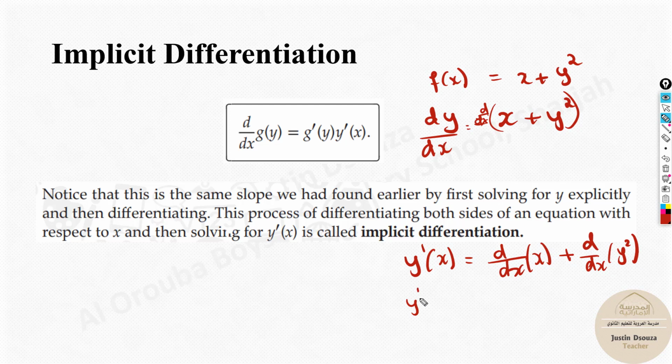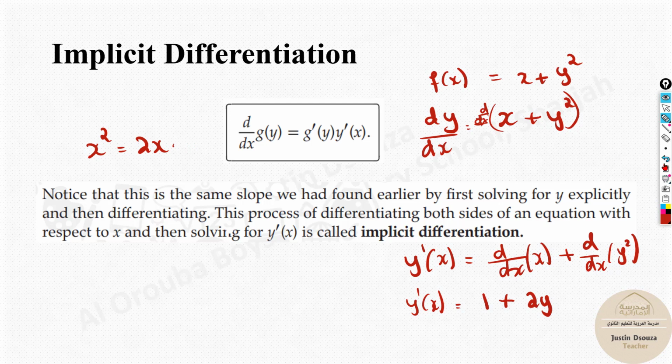So the left side is done, y dash of x. That is what we are solving for. This side is 1, but what about this? Use the power rule and the chain rule: what is the outer function? The outer function gives 2y. If it was x squared, it would be 2x, and that's it. Why? Because if we do the chain rule for the inner function, the derivative of x would be 1, so we don't write that.